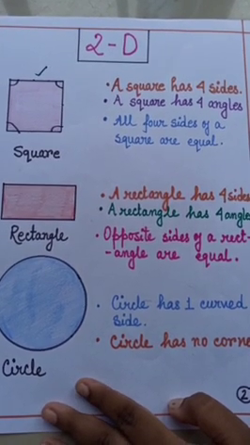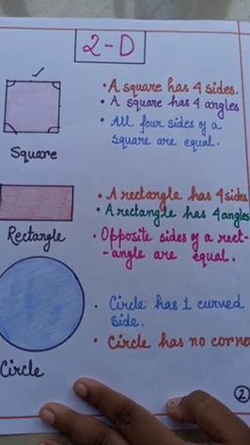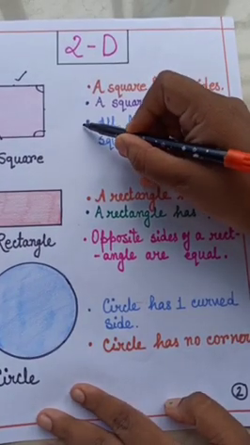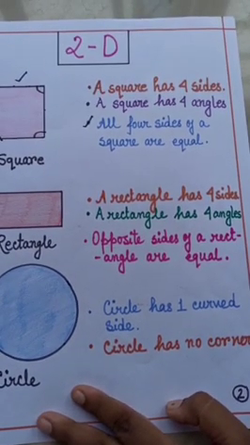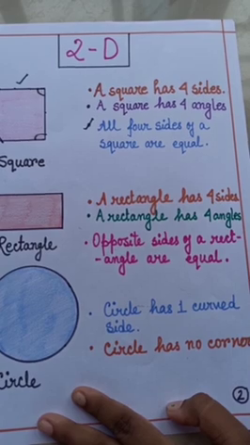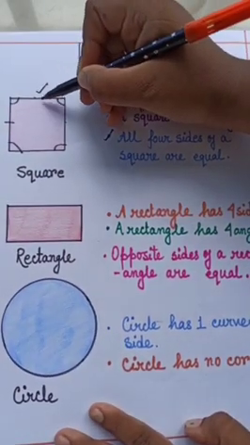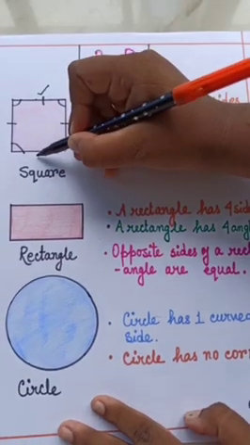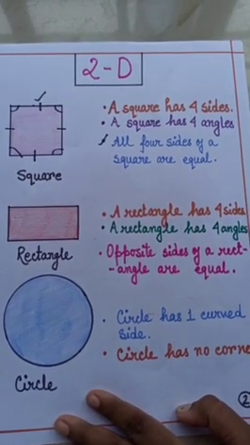And the third property is all four sides of a square are equal. This is the most important point of a square. All four sides of a square are equal. That means the four sides like this, this, this, this. These four sides are of equal measurement.